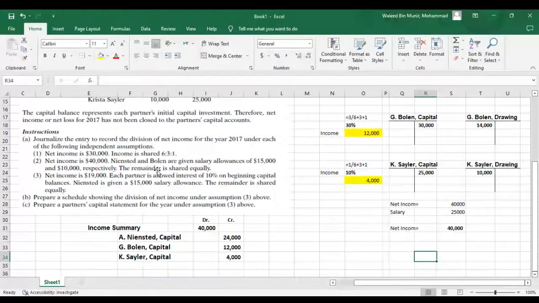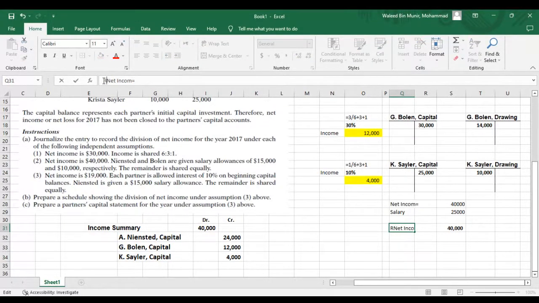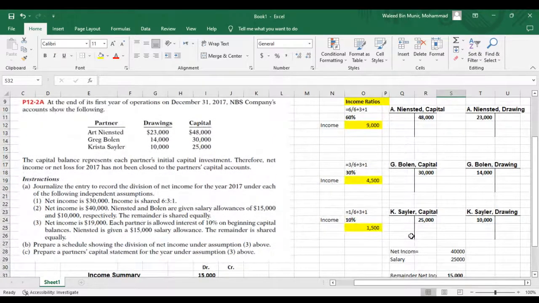And the remainder is here. What is the remaining net income? What is left over? Remainder, right? 40 minus 25. Yes. Doctor, in this question, there is no ratio. No, no, no, let me show you. Now, in this scenario, what is happening? How much will each one get?